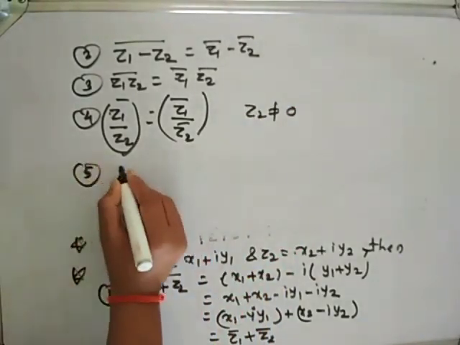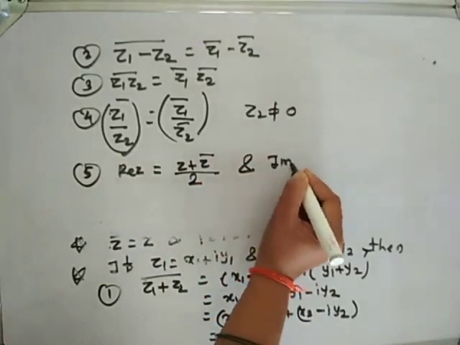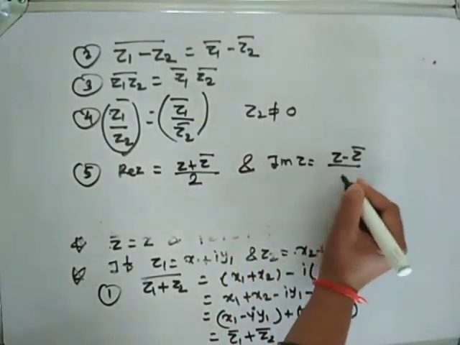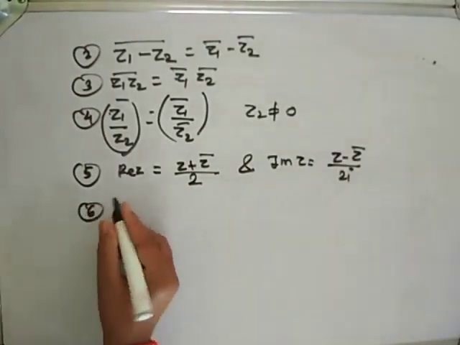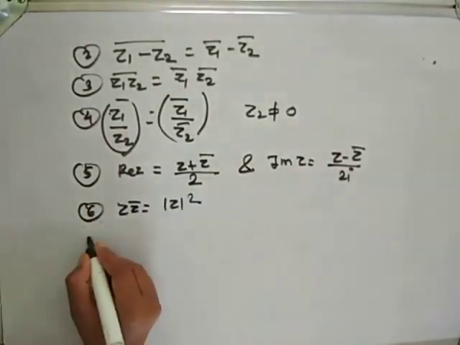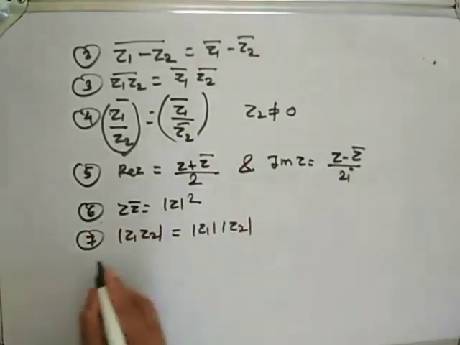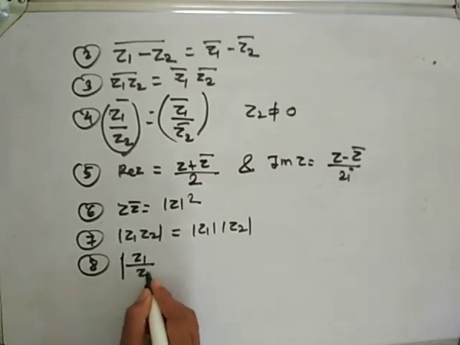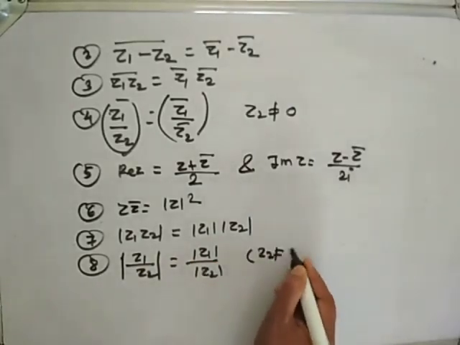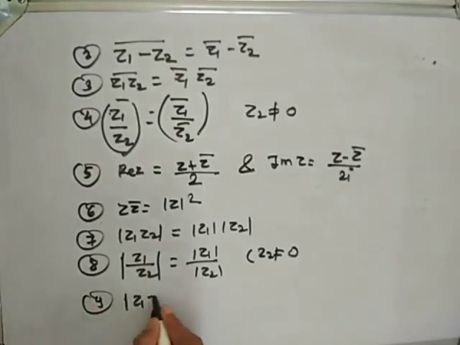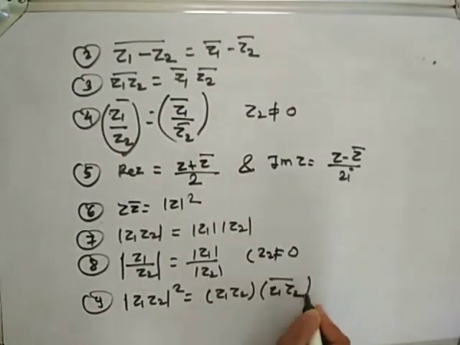Fifth one is real part of z is always z plus z bar upon 2 and imaginary part of z is equal to z minus z bar upon 2i. Sixth is z into z bar is equal to mod z square. Seven, mod of z1 into z2 is equal to mod z1 into mod z2. Eight, modulus of z1 upon z2 is equal to modulus of z1 upon modulus of z2, and z2 is not equal to 0.